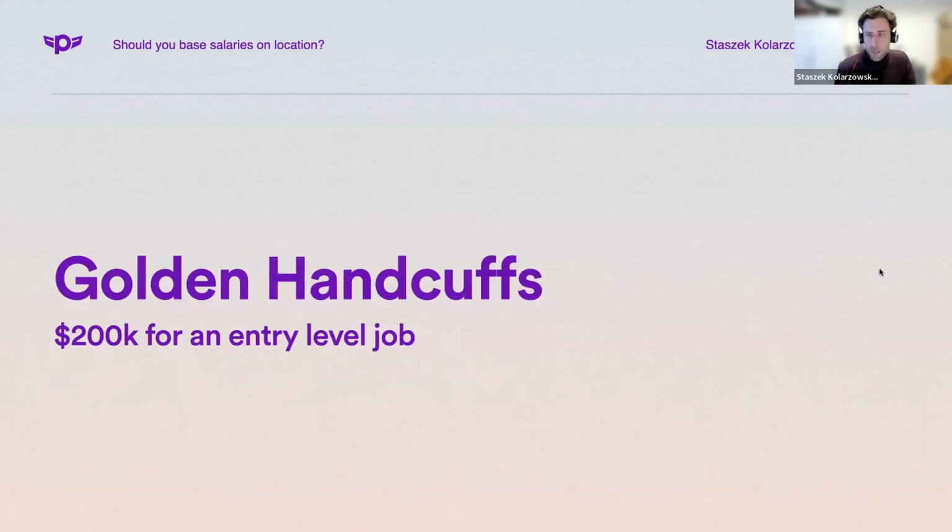The other problem with salaries being location independent is golden handcuffs. Imagine a company like Basecamp. Let's say they want to hire an entry-level accountant, someone who just finished university, in a country like Portugal, for example. Because you compensate everyone at San Francisco rates, this person in Portugal is going to make 3-4 times more than the average salary in this country. So this would be like someone in the United States earning 250K after university.